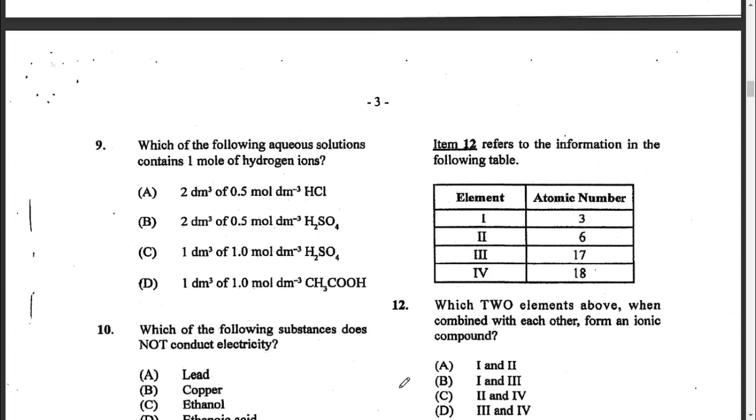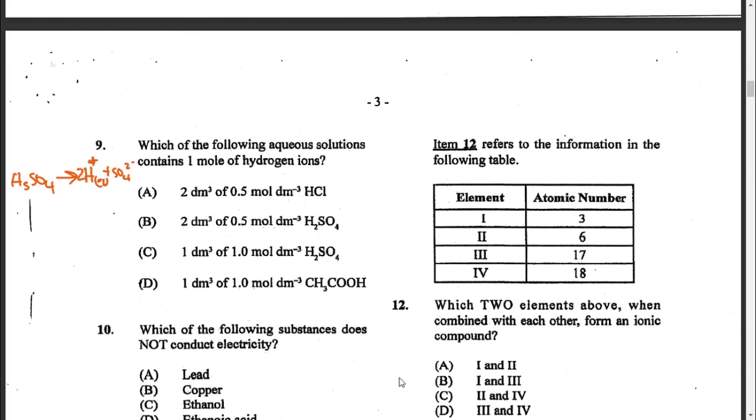Question 9. Which of the following aqueous solutions contains 1 mole of hydrogen ions? Alright, so we have seen this question before. So let us get straight to it. Sulfuric acid dissociates fully to give the hydrogen ion, H+, and the sulfate ion, SO4 2-. Balance this equation here, so it's 2H+.